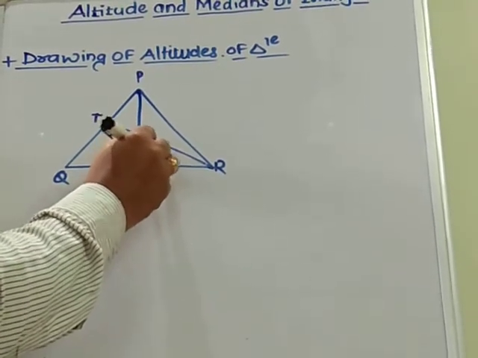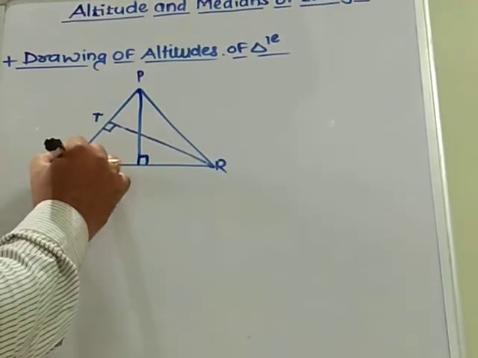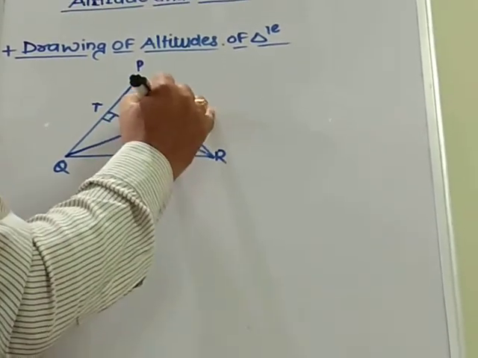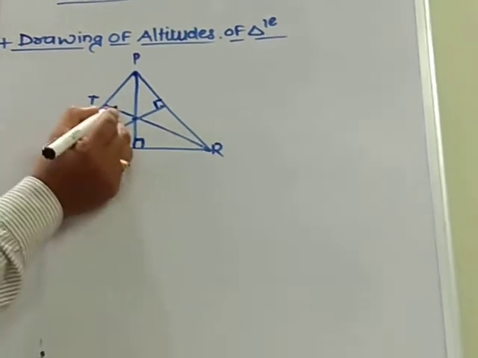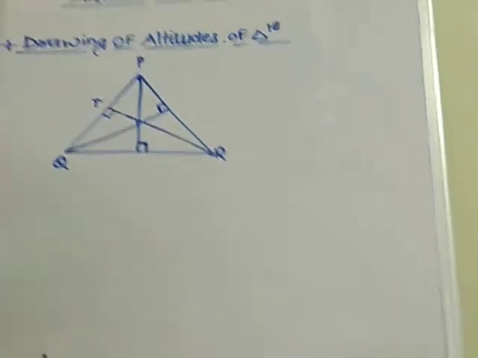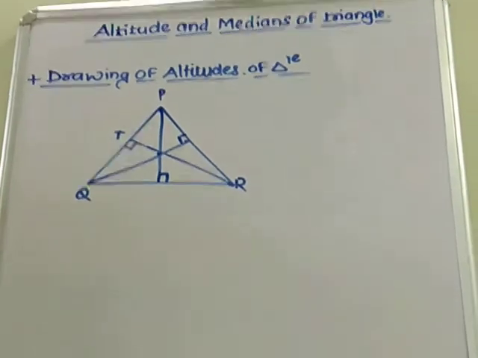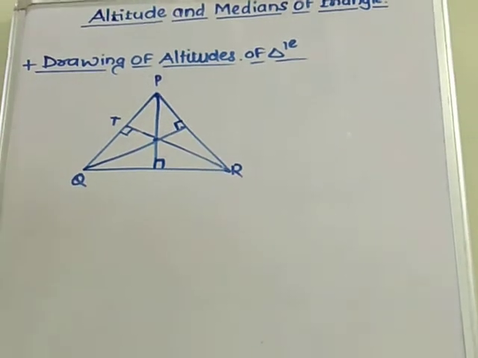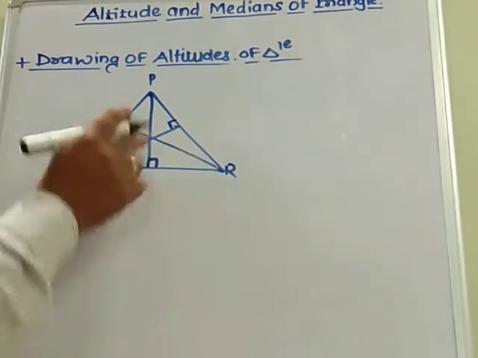This is also an altitude. Okay, this is an altitude. Similarly, in any triangle, a right angle triangle, obtuse angle, or acute angle, you may draw this. Suppose this is an acute angle.